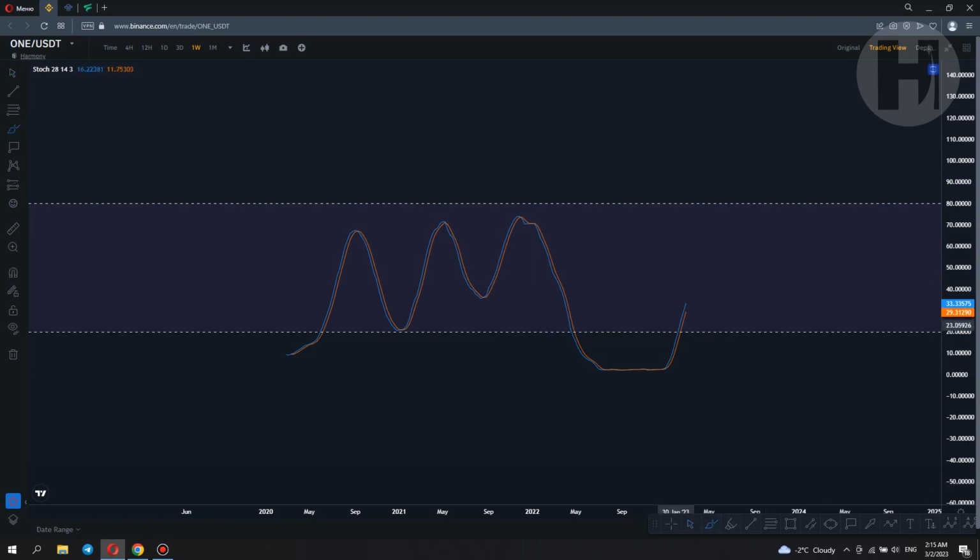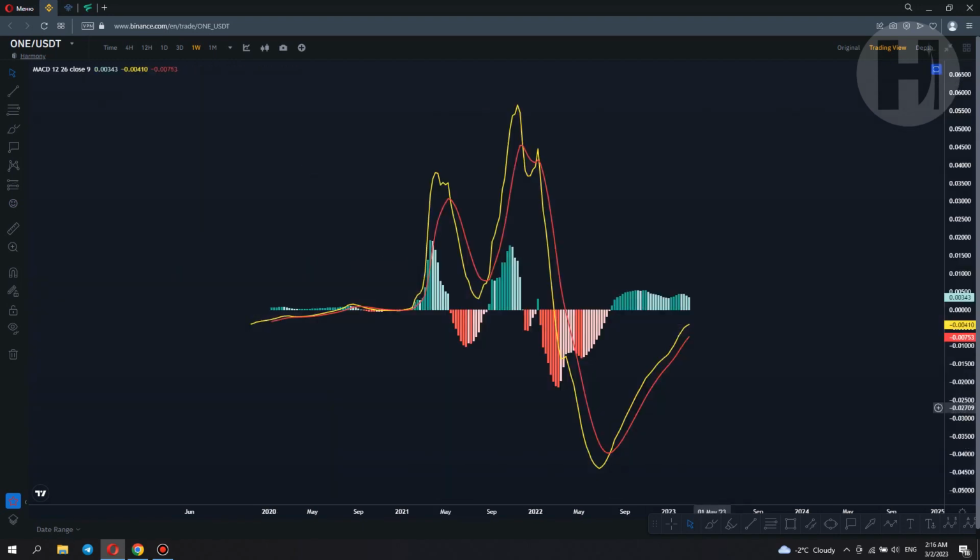But if we're below the index of 20 on the stochastic, especially on the weekly chart, that's a great buying indicator, just like we had a great time to accumulate below the RSI of 20 or below the stochastic of 20. So that's something that we can be looking forward to.